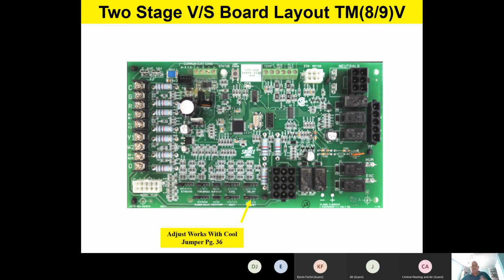Now, please make a note of this. There's 2 jumpers on the board that work together. The adjust and the cool jumper work together to give you your cooling airflow. Cool and adjust work together to give you your cooling airflow. And actually in your handout, or if you put a workbook together, you'll notice on page number 36 of your workbook or handout, there are some jumper selections that you can select as you take a look at the service information.